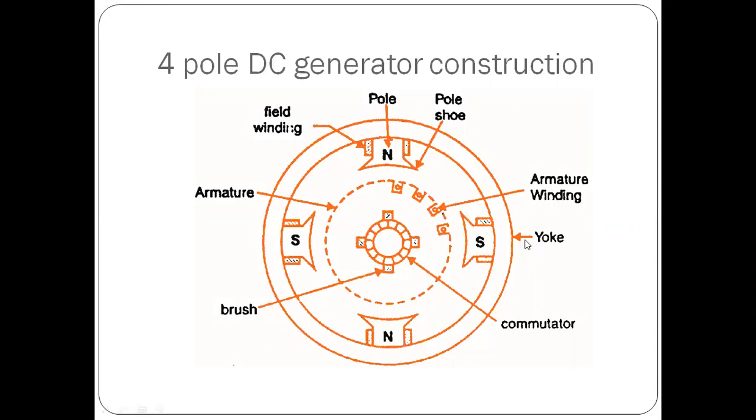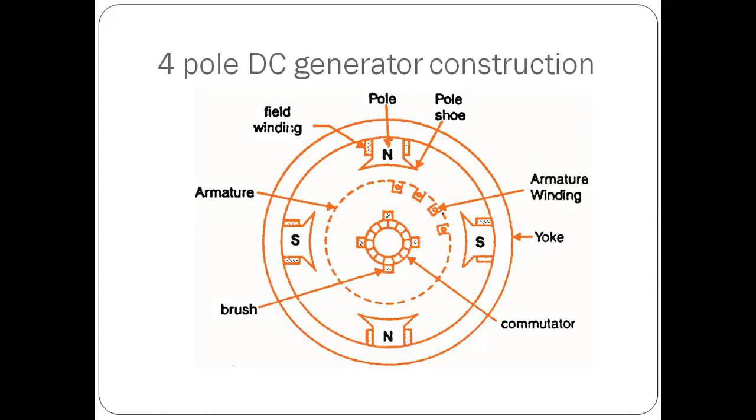Again we have the yoke part, armature winding, commutator, brush, and field winding. This field winding has to be connected to DC excitation, so that part you have to draw here. Then you have to add another 2 poles. Our explanation remains the same; only another 2 poles are inserted extra. That is the 4-pole DC generator construction.